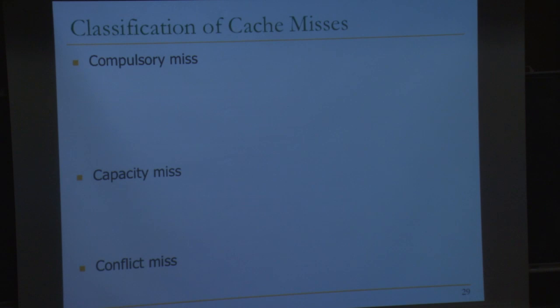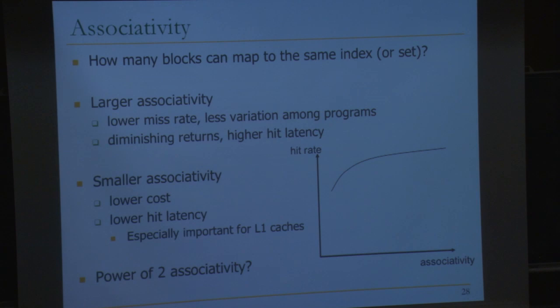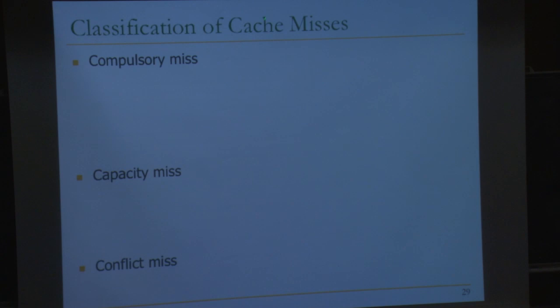Okay, we'll get back to associativity because especially for L1 caches, this has been a big concern. And researchers have looked at ways of approximating the performance of higher associativity caches with a direct map cache. And we'll see some ways of doing that in a little bit. But let's first classify these cache misses. The cache misses are in general classified into three: compulsory misses, capacity misses, and conflict misses.